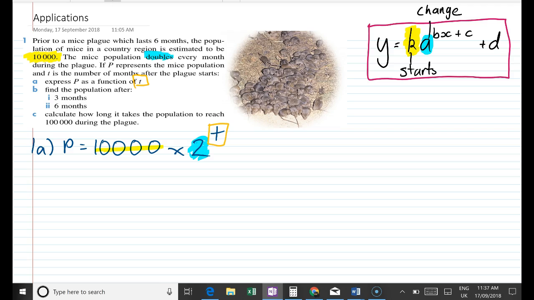Okay, now we can get on to part B. Part B I says how much is it after 3 months? So I go P equals 10,000, I'm just copying my answer from above, times 2, copied from above, to the power of t. Now here t is 3 months, so I'm just going to put 3. Okay, and 2 to the power of 3 is 8, times 10,000, 80,000.